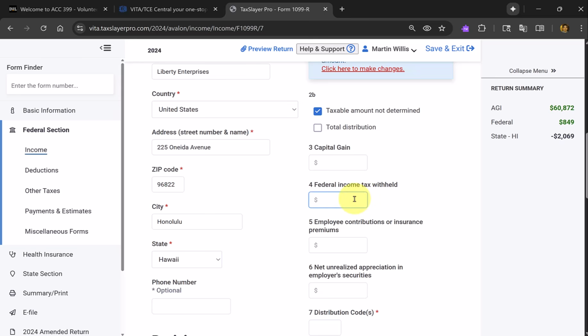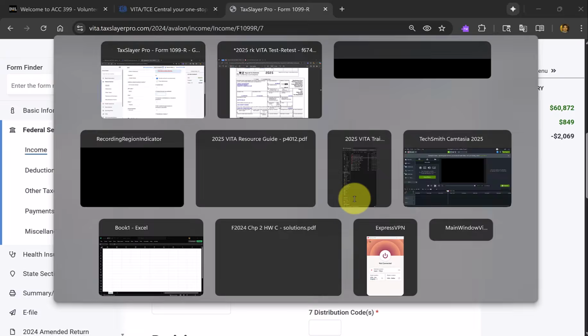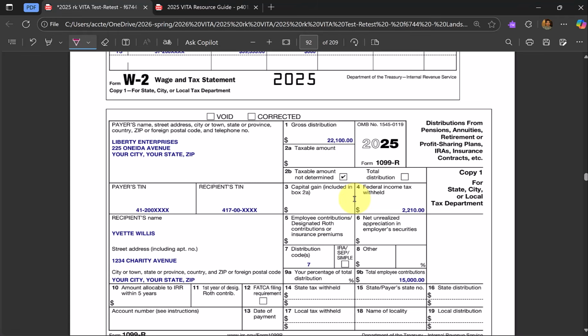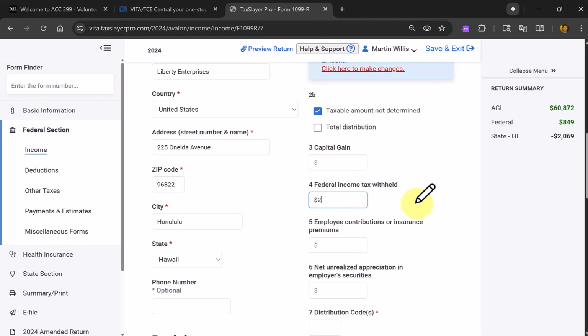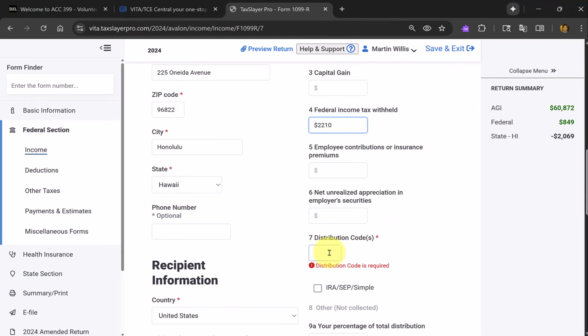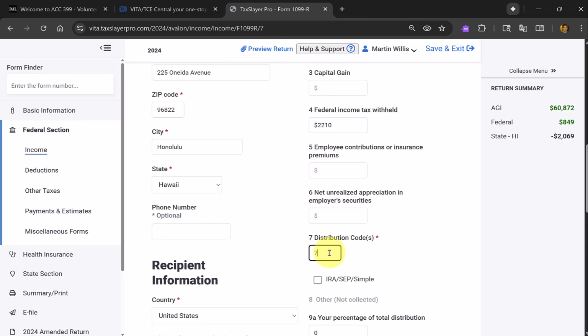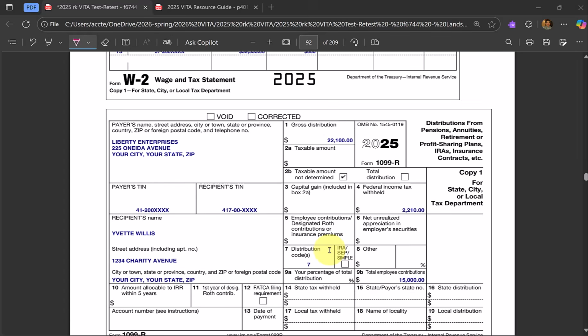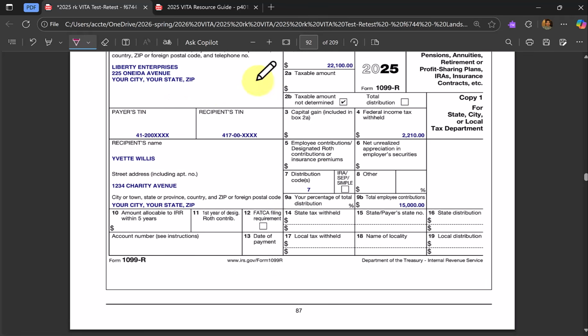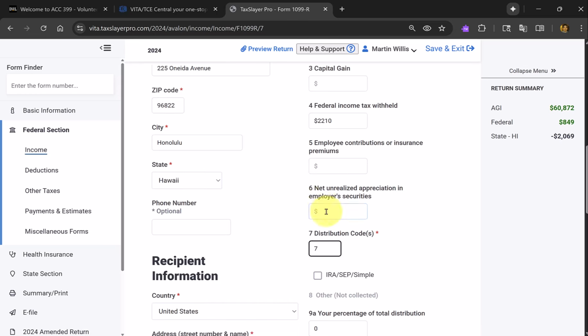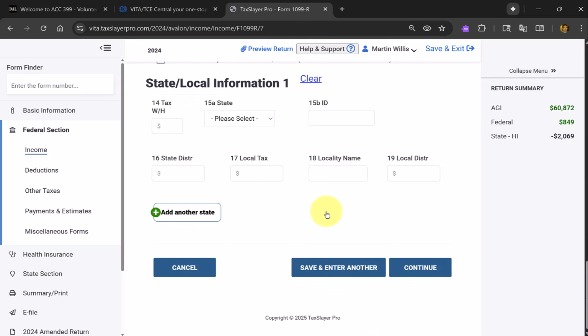Federal income tax. What was it? I have short-term memory loss. 2210. Yeah, 2210. And code 7 in box 7. Okay, nothing else here, yeah? Everything else we already picked up. Okay, so let's continue.